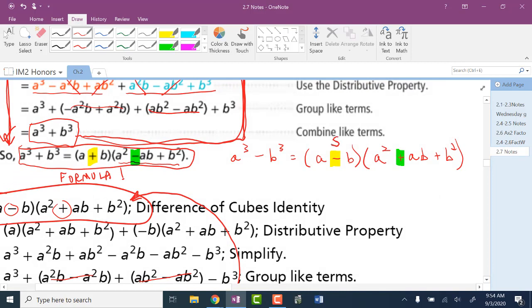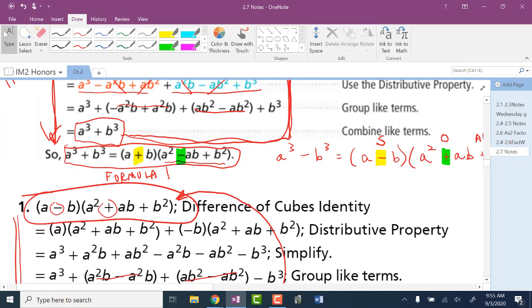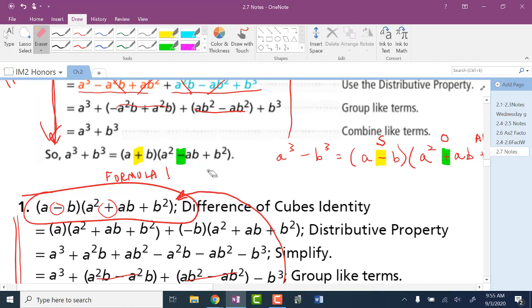Soap. Soap. Soap. And then I know this is a big mess over here. I should write this in a different color. Soap. Soap. Interesting.